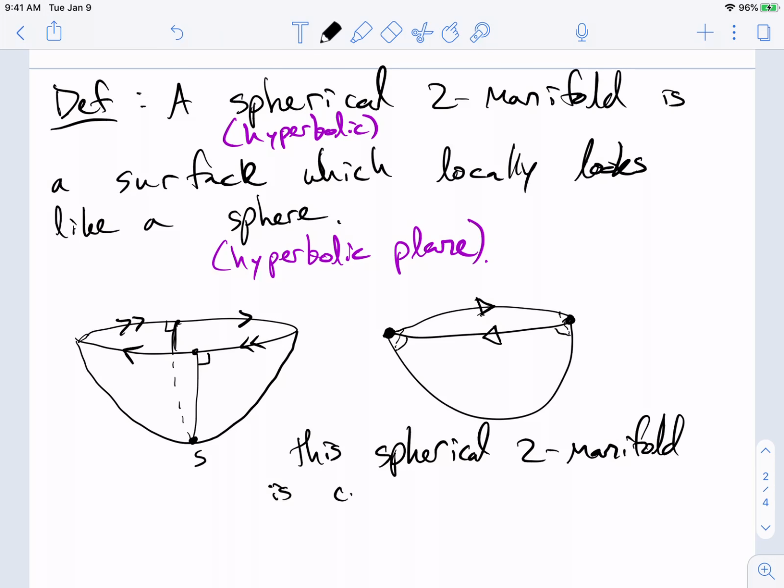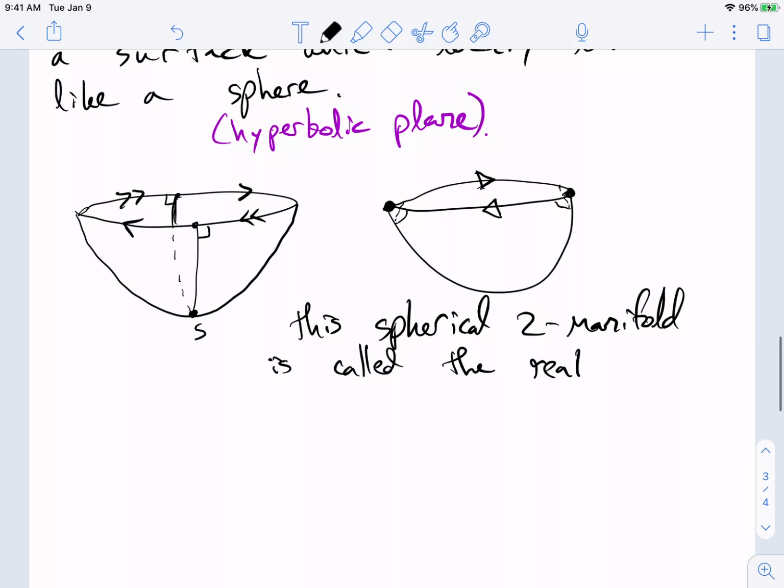It has a name. It's called the real projective plane. Okay.